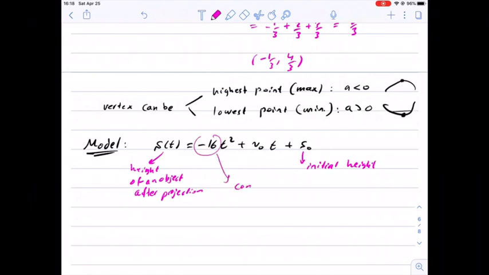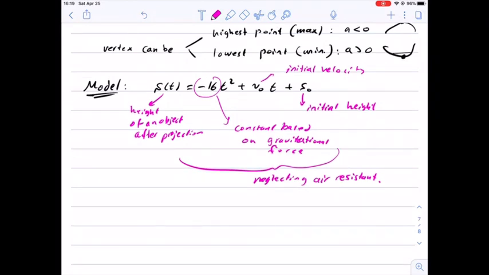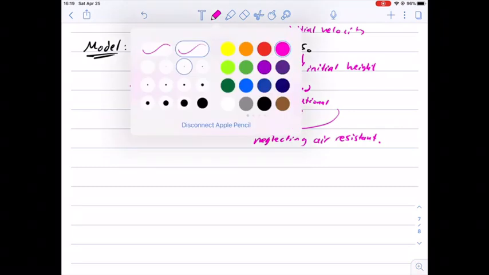This constant is based on gravitational force, and v naught is the initial velocity. This can be done by neglecting air resistance. So we are talking about projections. This is a general equation or function that represents the height of an object after projection. So let's take an example of this.